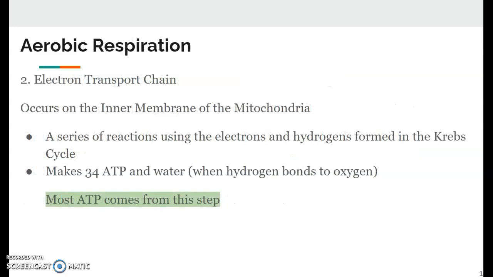Then we have the electron transport chain, which occurs on the inner membrane of the mitochondria. You have a series of reactions using the electrons and hydrogens formed in the Krebs cycle, and this makes approximately 34 ATP, right, when hydrogen bonds to oxygen. And this is the actual step where most of the ATP comes from. So the overall process, you'll make about 38 ATP, but that is 2 from glycolysis, 2 from Krebs cycle, and 34 from the electron transport chain.